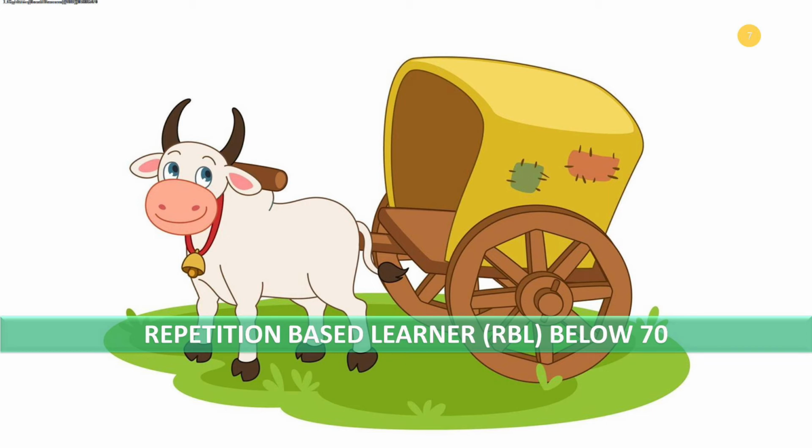So we can compare them to a bullock cart. Now if your child or if you are below 70, then you need to understand that initially when you're learning something, you need to put in more effort, because the more practice that you get, the more mastery you get over learning any new thing.